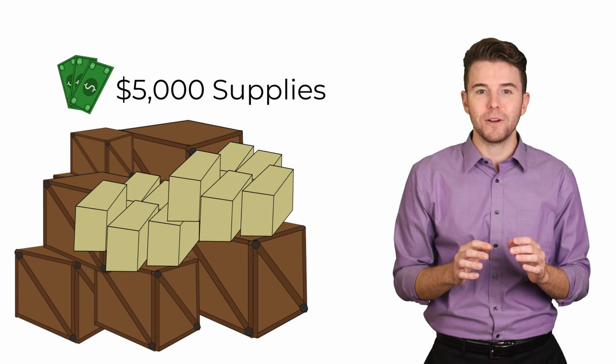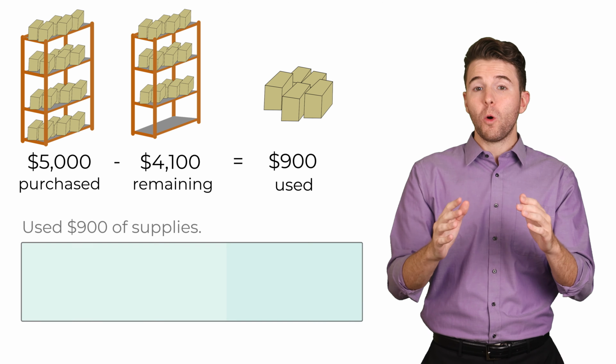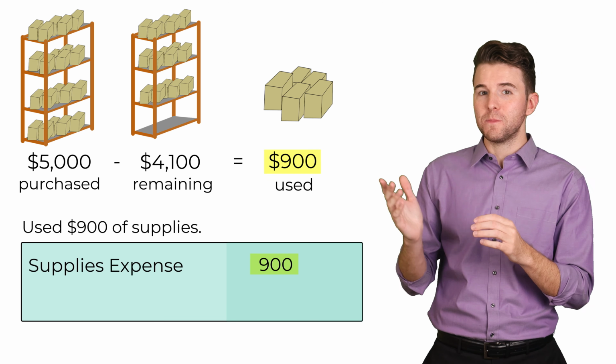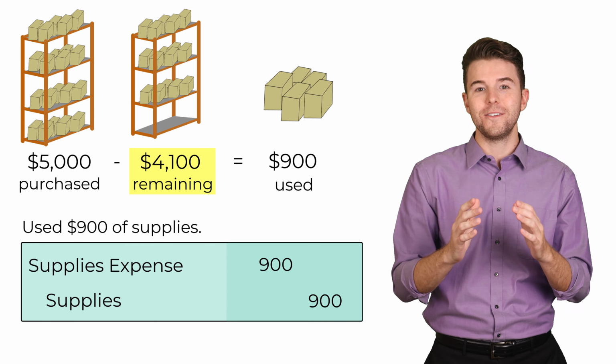And because we used those supplies, we must record an adjusting entry on December 31st to recognize that expense. So we record a debit to supplies expense for $900 and a credit to supplies for $900. We record the $900 credit to supplies to reduce that asset account down to $4,100.